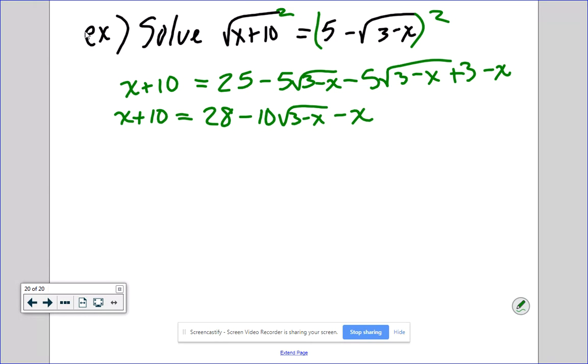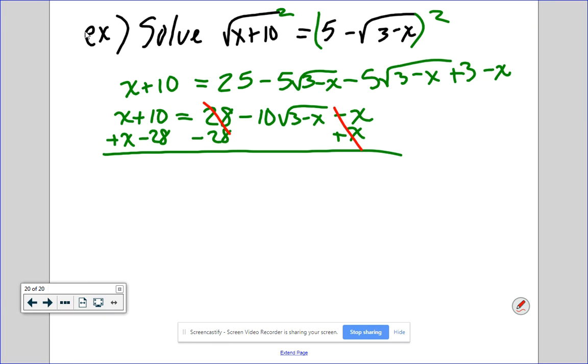As we talked about, we've simplified as much as we can on the right side. So now we want to try and isolate that radical again. What I need to do is move everything away from that radical. So I'm going to subtract 28 and add x. The 28's cancel, the x's cancel. X plus x is 2x, 10 minus 28 is negative 18, and I've got negative 10 square root of 3 minus x.